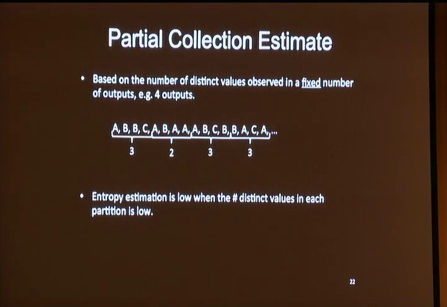In the partial collection estimate, we divide our samples into non-overlapping blocks, and the non-overlapping blocks have a fixed size. Here in this example, we selected the length of the blocks as 4. Within each block, how many distinct values do we observe? In the first block, we have A, B, B, C, and we have 3 different samples. And we calculate this for the rest of the samples too. We see that the entropy estimation is low if the number of distinct values is low, and if we have more distinct values, then our entropy estimation is going to be higher.